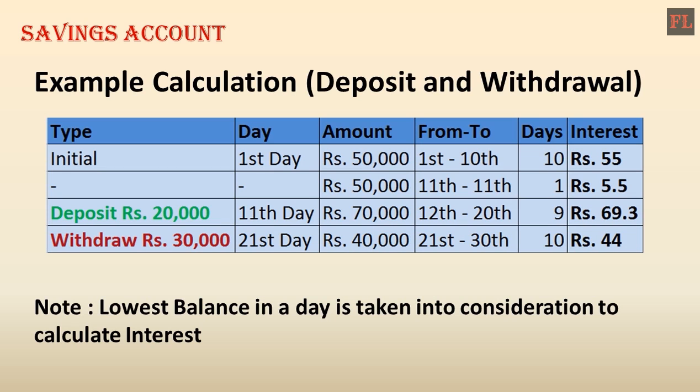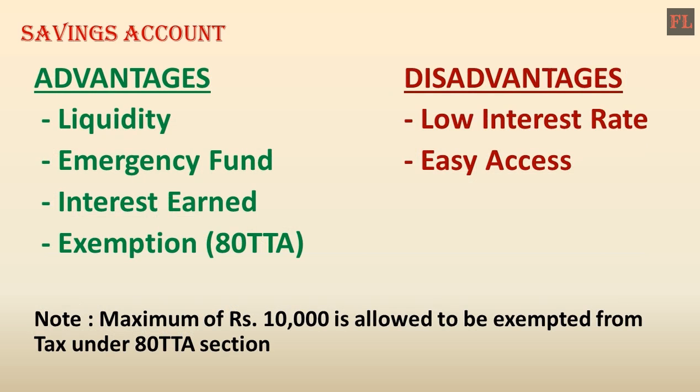Now, since you have understood the definition of savings accounts and how the interest is calculated and compounded for fixed as well as variable deposits and withdrawals, let's see the advantages and disadvantages of savings accounts. So, advantages are liquidity. You can withdraw your money anytime you want from your savings account. Emergency fund. It is very much useful as you can keep your emergency fund in your savings account. Interest earned. You earn interest on the money present in your savings account.